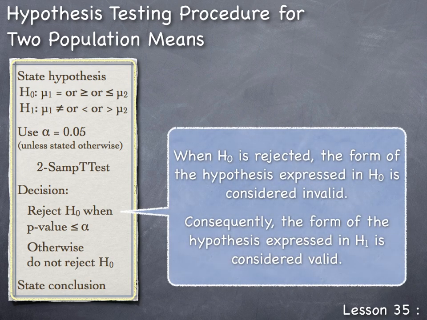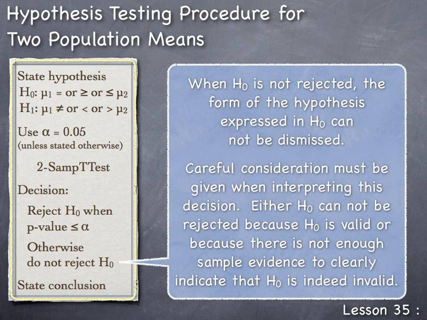Now, when H0 is rejected, that is, the p-value is less than or equal to alpha, the form of the hypothesis expressed in H0 is considered invalid. Consequently, the form of the hypothesis expressed in H1, which is the opposite of H0, is considered valid.